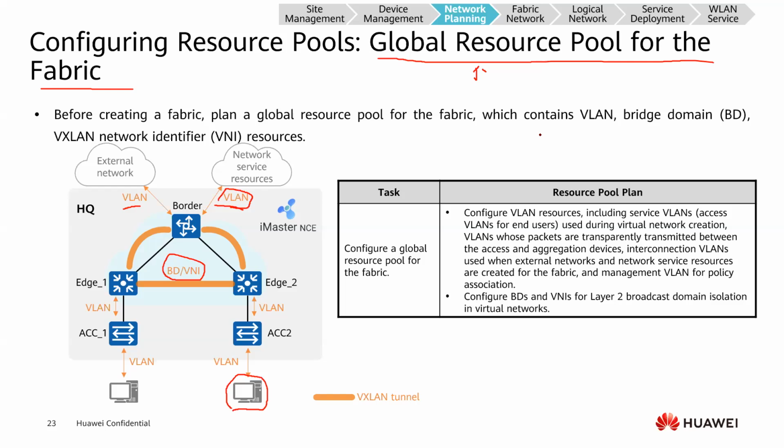And the other two resources are the BD and the VNI. If you want to establish the fabric, that means you will establish the VXLAN, right? For establishing the VXLAN tunnel, you need to consider the BD, the broadcast domain, and the VNI, the identifier of different VXLANs. So these two parameters also need to be considered in this pool.